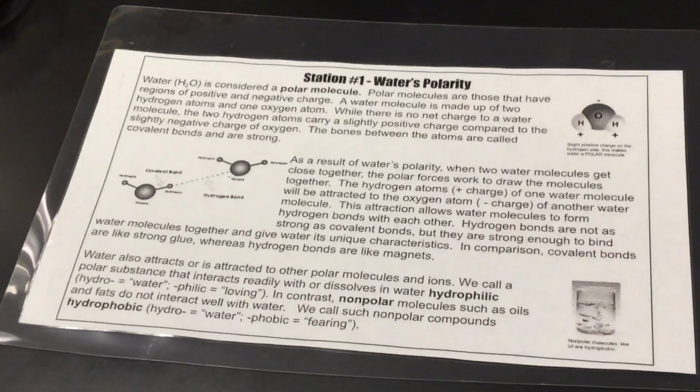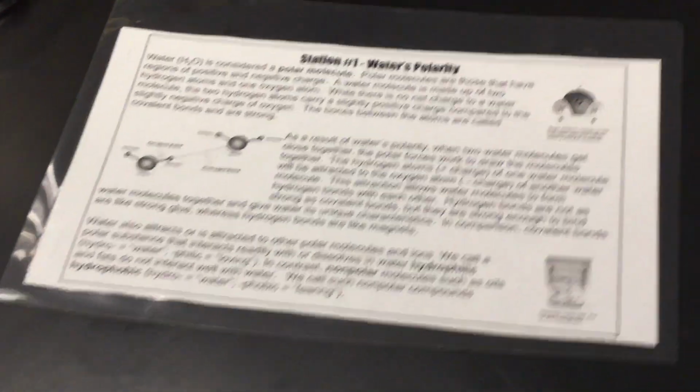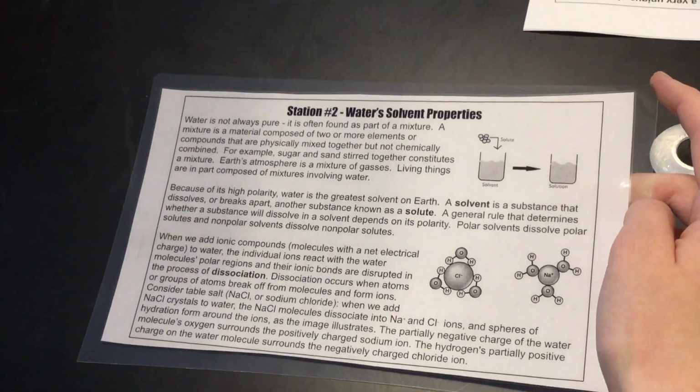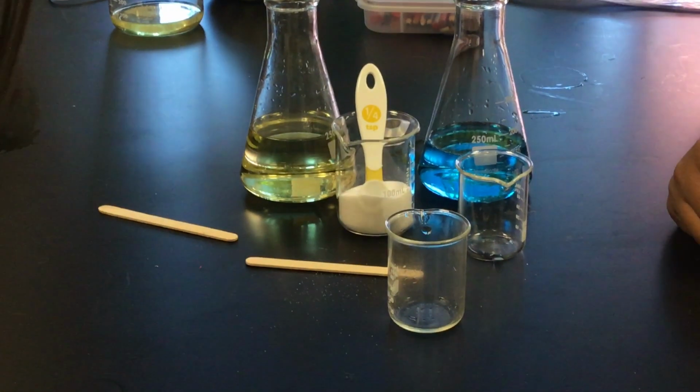Water, H2O, is considered a polar molecule. Polar molecules are those that have regions of positive and negative charge. A water molecule is the greatest solvent on Earth. Solvent is a substance that dissolves or breaks apart another substance known as a solute. A general rule that determines whether a substance will dissolve.